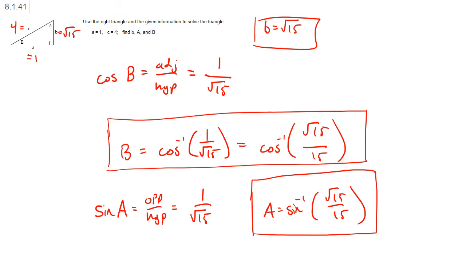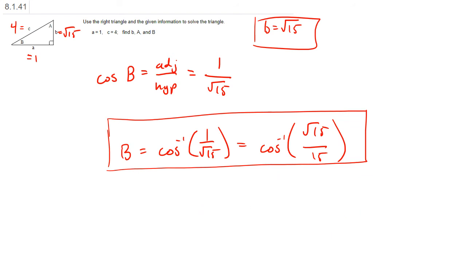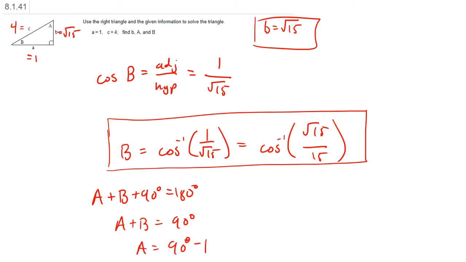Also observe, once we had B, we could have said the following. Okay, so I'm going to erase what we did to find A, because we can find it another way. As soon as you know one of the missing angles, in this case capital B is the arc cosine of root 15 over 15, we know that capital A plus capital B plus 90 degrees must equal 180 degrees. In other words, A plus B must equal 90 degrees, or A is 90 degrees minus B, which would therefore be 90 degrees minus the arc cosine of root 15 over 15.